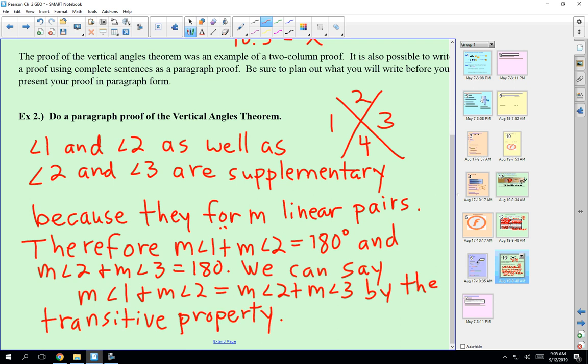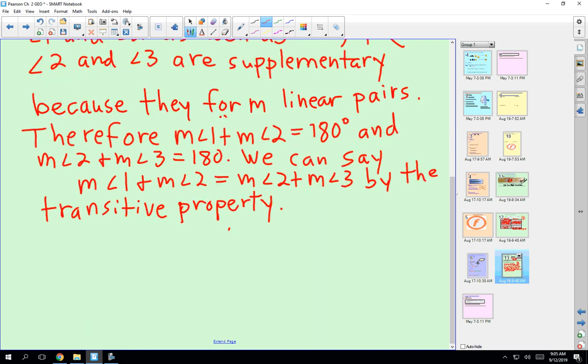So we can say that those two expressions are equal by the transitive property, and then we might be able to handle this in maybe one more sentence to finish it off. So if those two are equal, if we subtract out measure of angle 2, then we've got that measure of angle 3 is equal to measure of angle 1, and we're set.